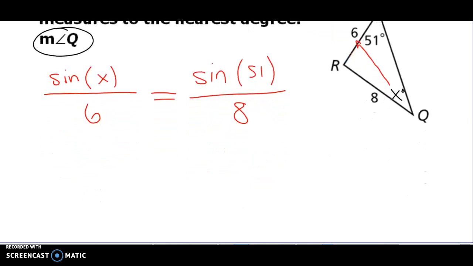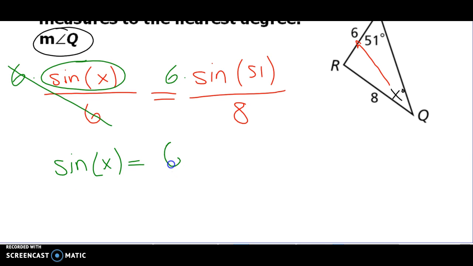So, yep, we're going to cross multiply. Actually, we don't need to cross multiply. This is what we're trying to get by itself, right? So I'm going to make this a little bit shorter. What's the only thing we need to do to get sine of X by itself if it's divided by 6? Multiply 6 to both sides, right? Because the 6 divided by 6 cancels out. That's algebra 1. Sine of X equals 6 sine of 51 over 8.